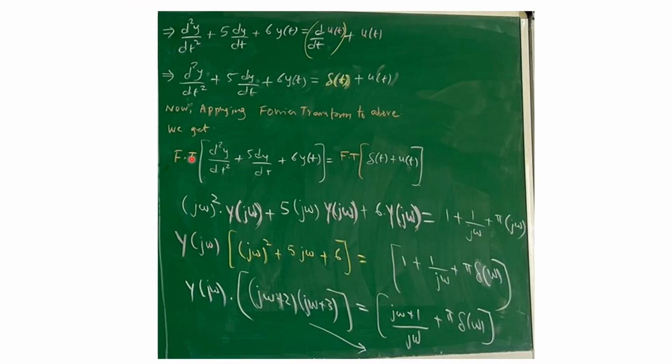Finally, on application of the formulas of Fourier transform to each and every independent term, we get (jω)² Y(jω) + 5 jω Y(jω) + 6 Y(jω) = Fourier transform of δ(t) + Fourier transform of u(t), as discussed. So we have just substituted this. We have taken Y(jω) common and simplified for Y(jω). So this is the expression we get for Y(jω).